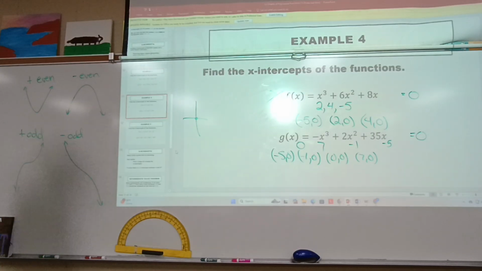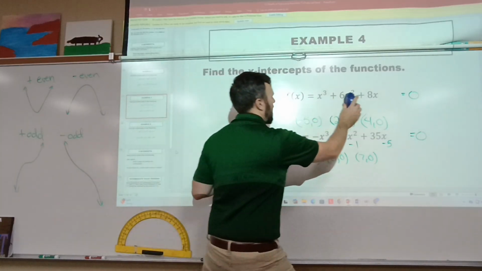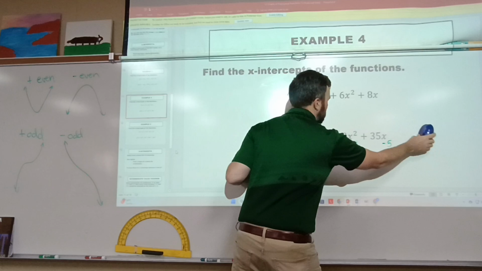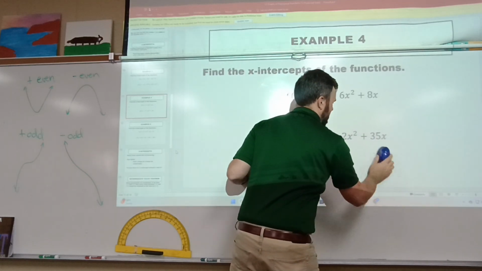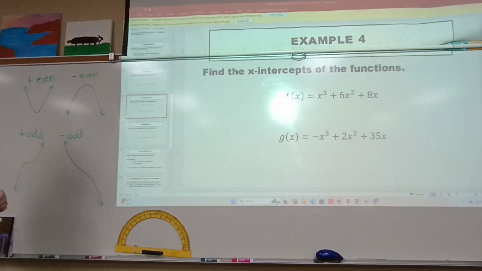Uh-oh. What do I do when I see x to the third? I pull up ChatGPT, and I say, ChatGPT, please save me. And then ChatGPT saves me, but then it doesn't show up on the test day.